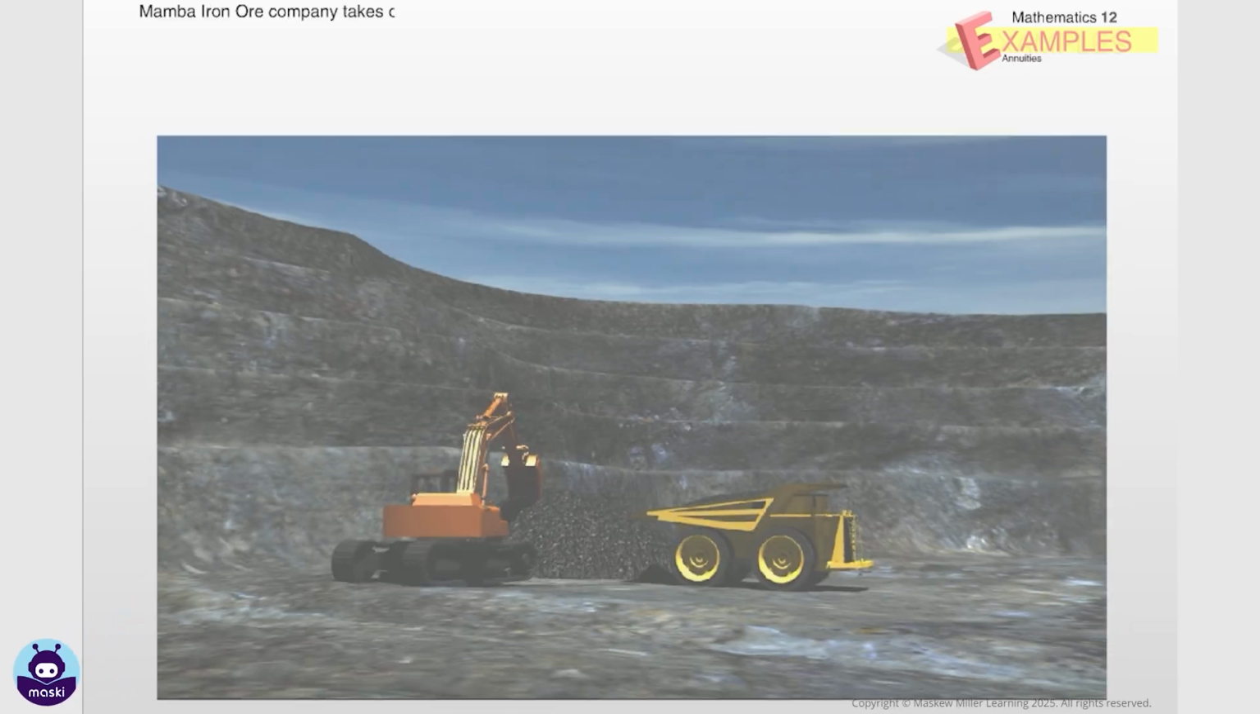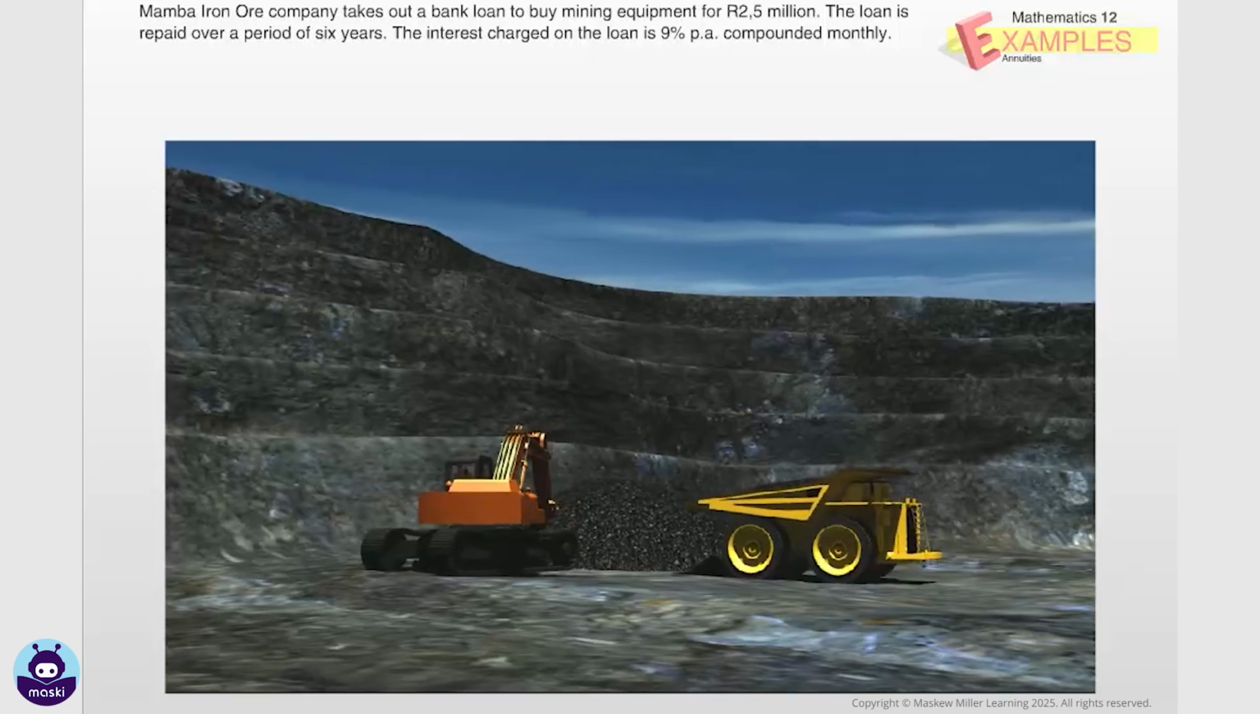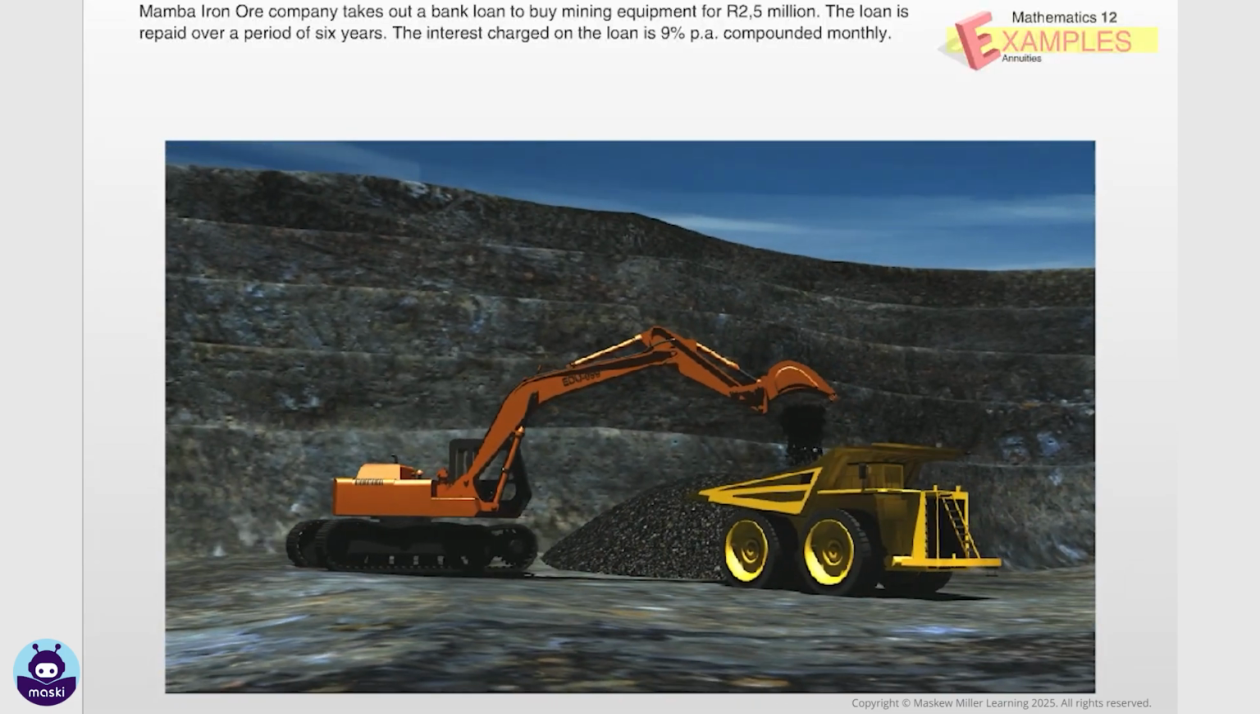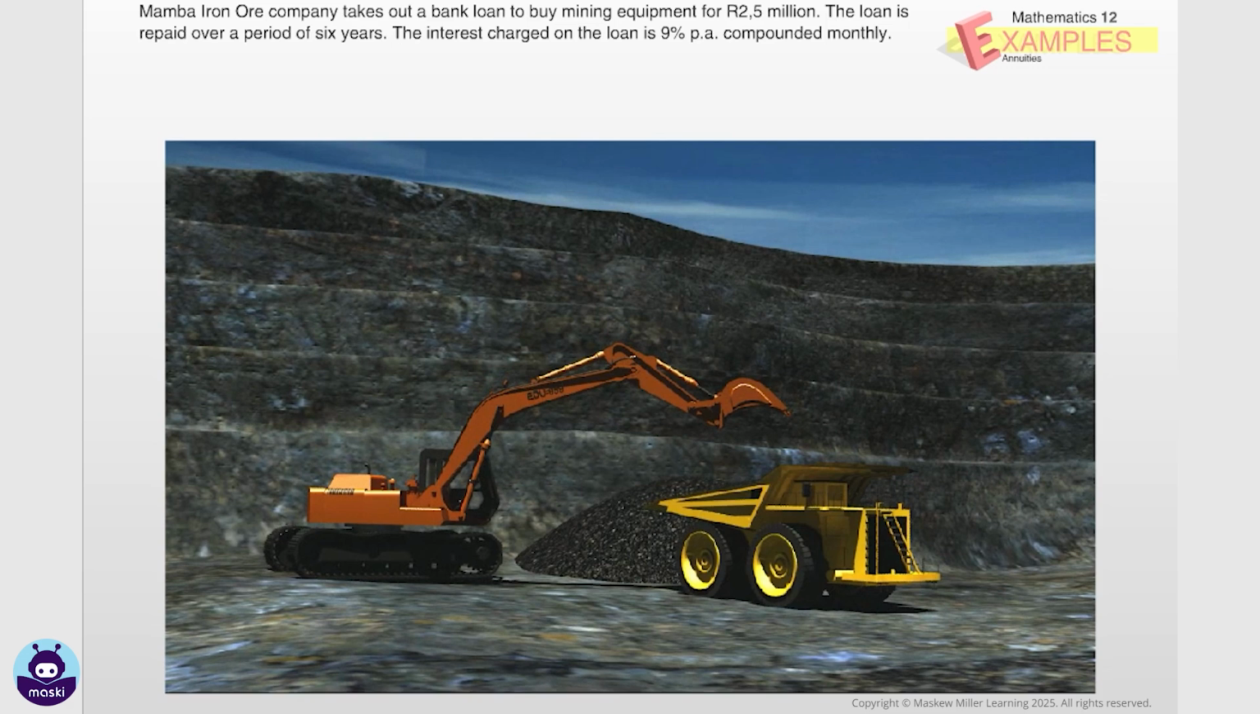Example 1. Mamba Iron Ore Company takes out a bank loan to buy mining equipment for 2.5 million rand. The loan is repaid over a period of 6 years. The interest charged on the loan is 9% per annum, compounded monthly.